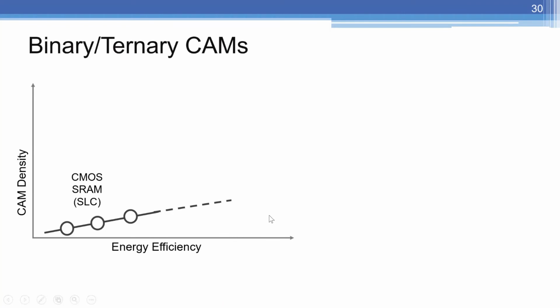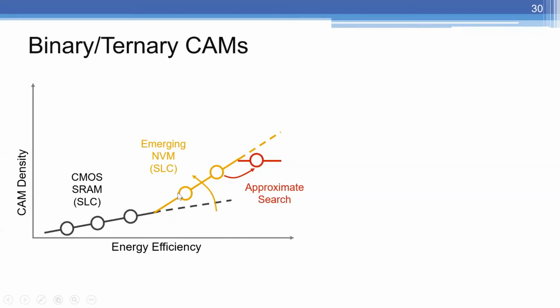and energy efficiency. The previous work has shown that by replacing the conventional CMOS with emerging nonvolatile memory, we can achieve better CAM density and energy efficiency when we encode the logic into the nonvolatile memories. And by transforming from the exact search functionality to approximate search, we can further improve our energy efficiency and accommodate our CAM array architectures in machine learning or artificial intelligence types of applications.